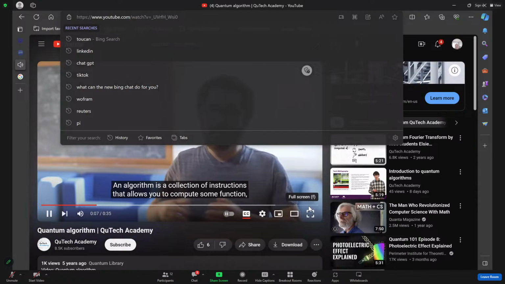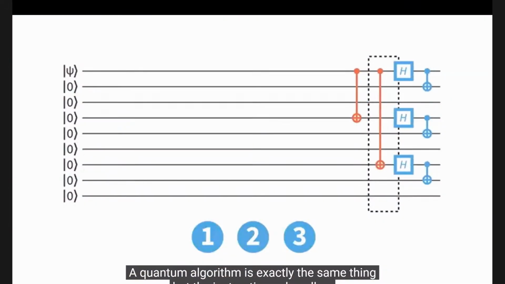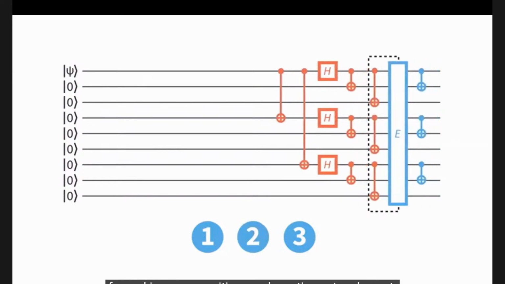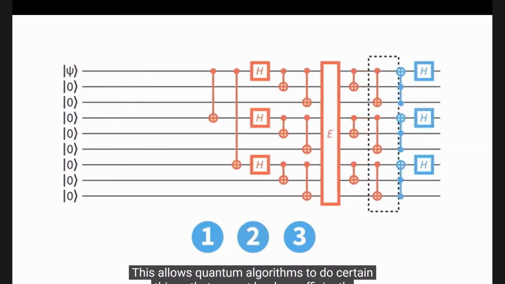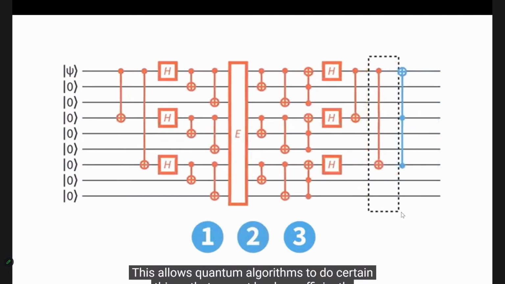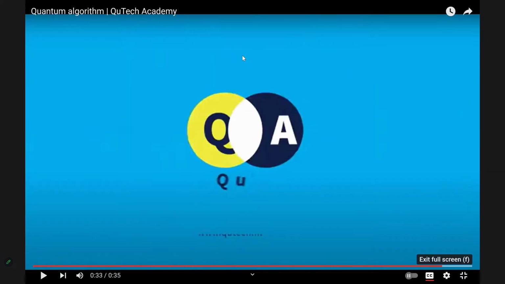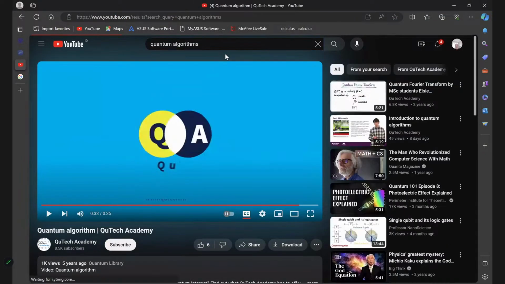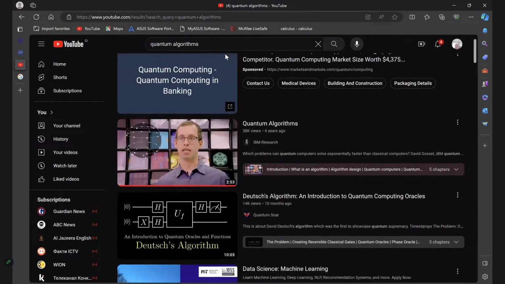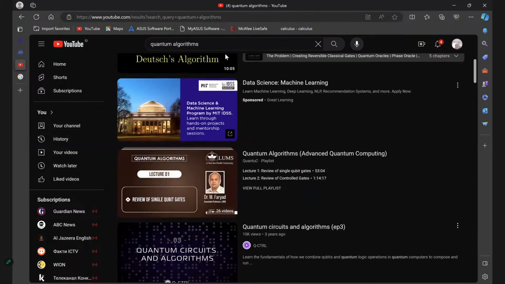Cell instructions. Square of a number. And once I understand quantum algorithms. I'm thinking of maybe watching something a little bit longer.